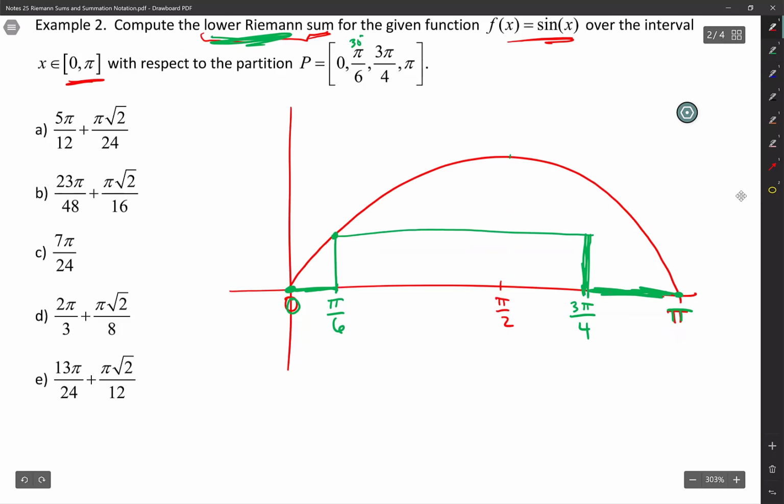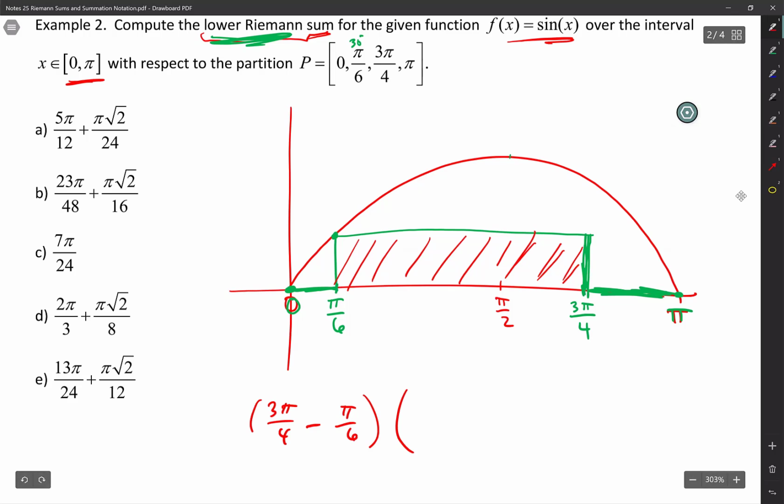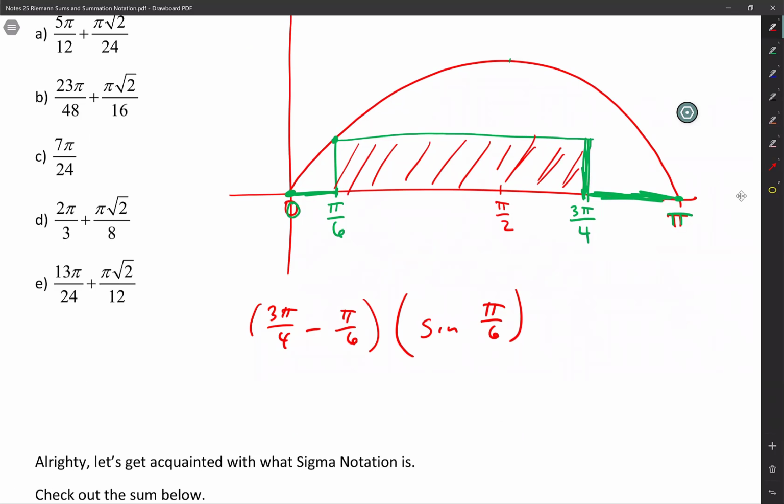Okay, let's find the area of that one rectangle. All we're doing is finding this rectangle, guys. So let's see. I'm going to take the difference, 3 pi over 4 minus pi over 6. And then the height is sine of pi over 6. It's just a little bit of pre-cal, not extreme. Sine of pi over 6 is a half. So I'm going to do a common denominator. I'm going to multiply this one times 6 over 6, and this one times 4 over 4.